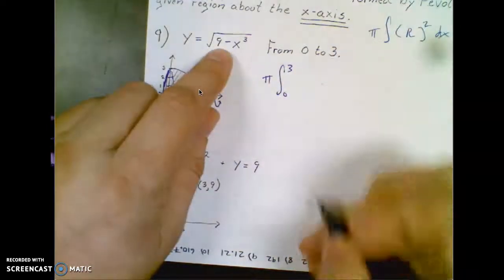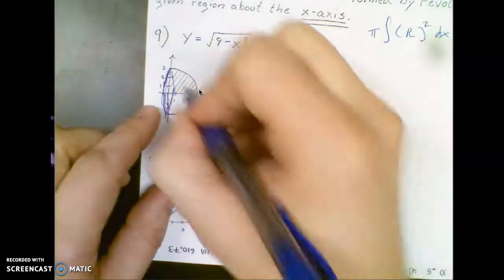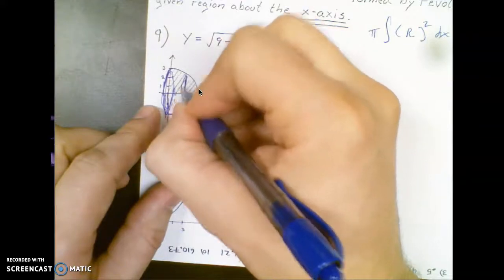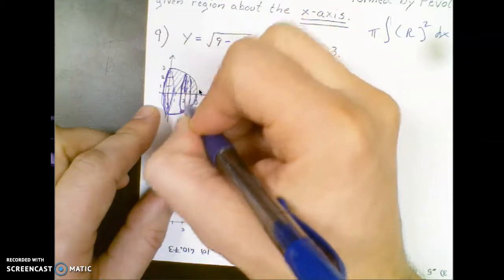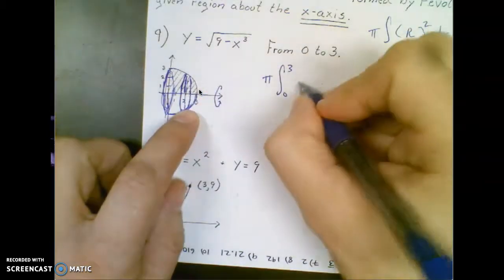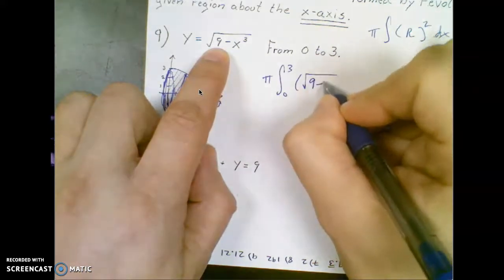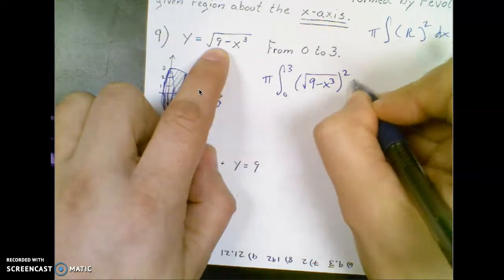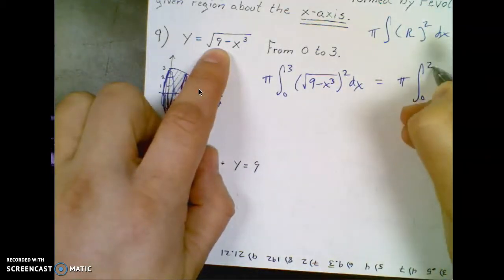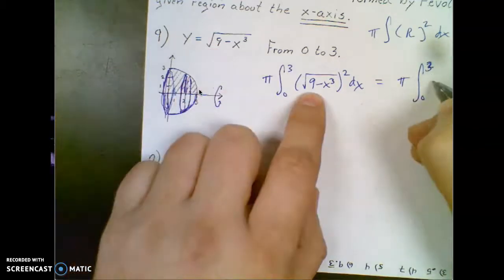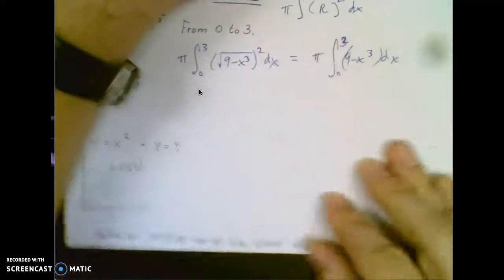Originally this would be a brutal problem, except you remember it's radius squared. If this is my radius of every one of these disks, remember it's slicing out little disks. If I took one slice of it, the radius of that disk is the height of your function. Well, guess what you get when you square a square root? You get the original problem. Don't forget the pi. So the squaring of a square root just leaves you with 9 minus x cubed. That's a super easy thing to take the integral of.